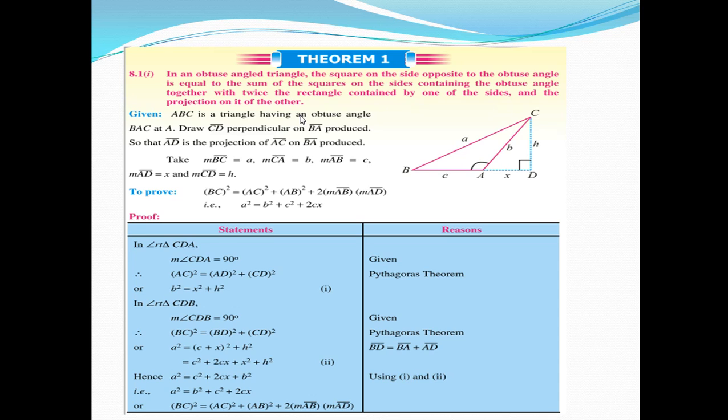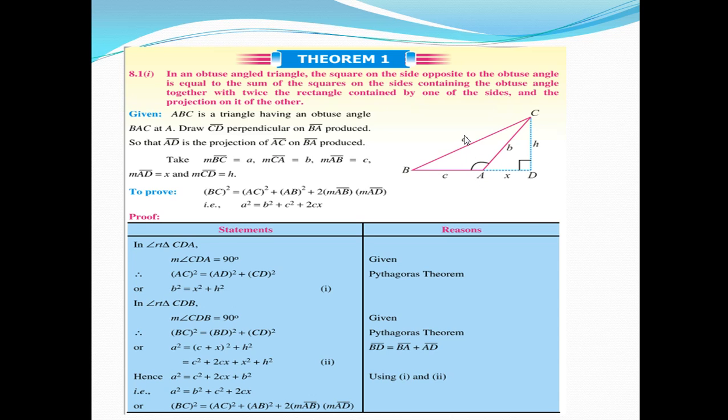ABC is a triangle having an obtuse angle. This is triangle ABC, A is the obtuse angle, angle BAC. At A, draw CD perpendicular to BA, this is a projection. BA is produced so that AD is a projection. CD is the perpendicular and its shadow is the projection. BA is produced.